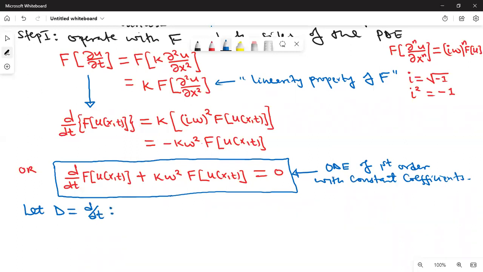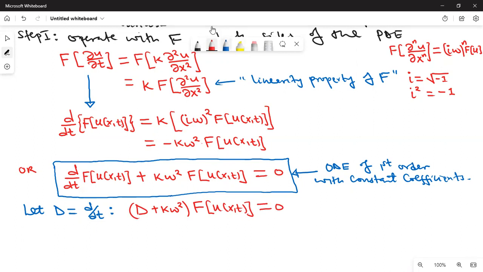So if that is the case, then our equation will now be D plus k omega squared operating on the Fourier transform of u of x,t should give us 0. Of course, you should also take note that it is a homogeneous ODE because the right hand side is 0.